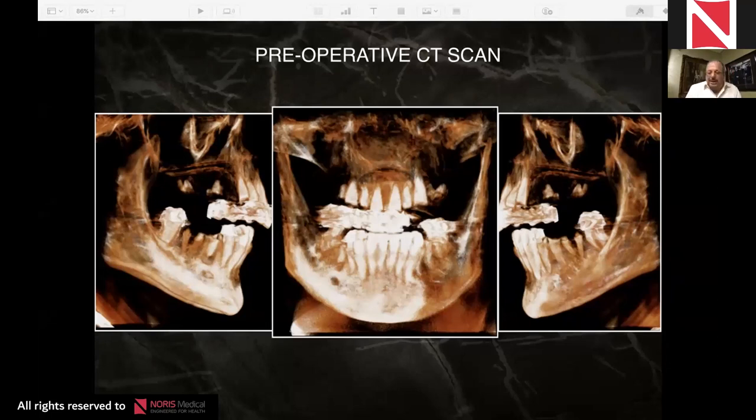No, I don't do any osteodensification with this. There's no need to in this bone. Bone's good. Okay, let's move forward.